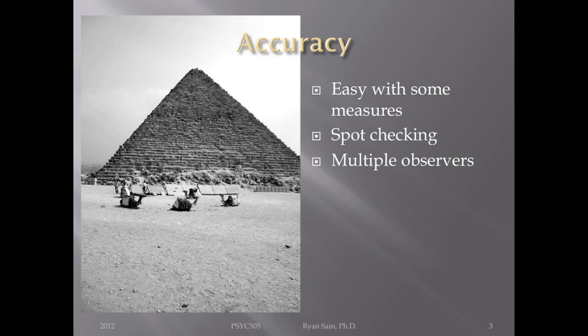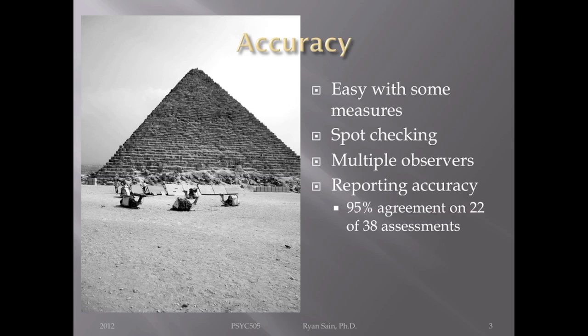That way we can increase the accuracy with which we're saying that the behavior is occurring. Right? So when we report that accuracy, we report it like this: 95% agreement on 22 of 38 assessments. So between those, we had 38 total assessments. On 22 of them, we had 95% agreement or better. On the other 16, we were well below that.